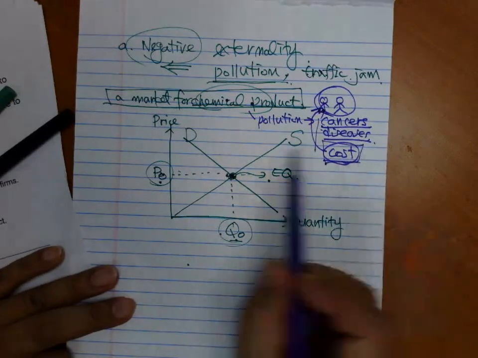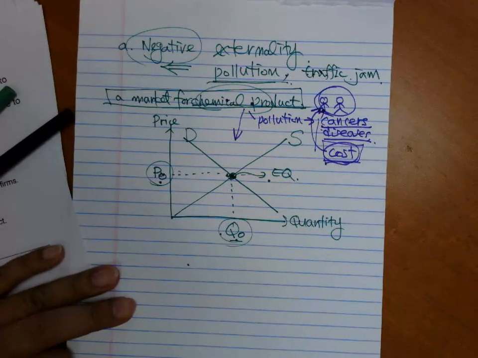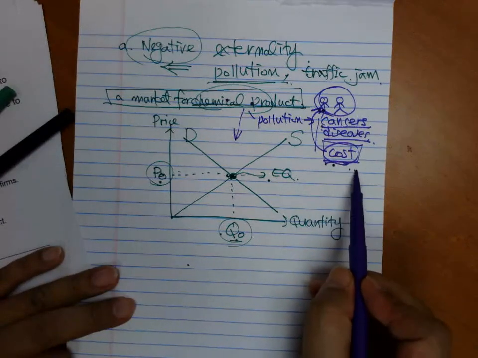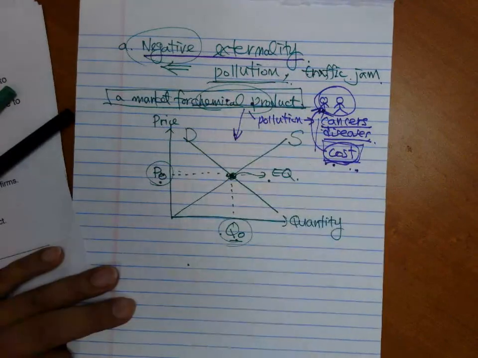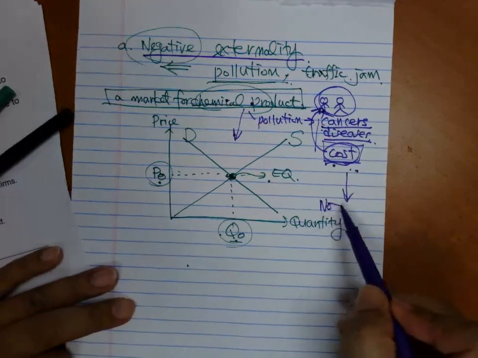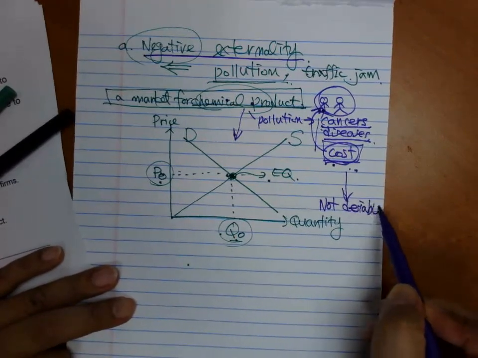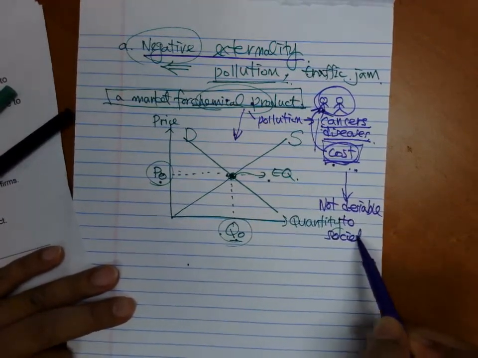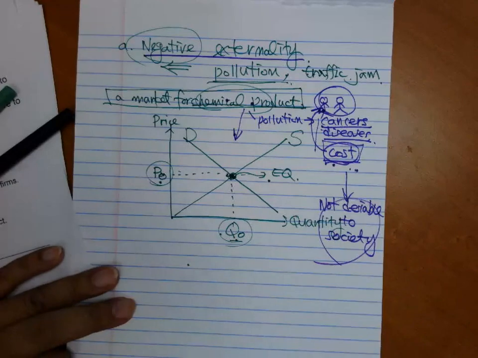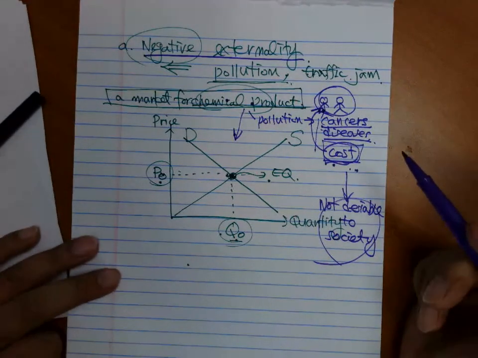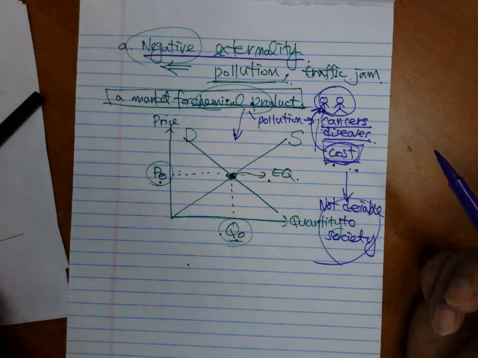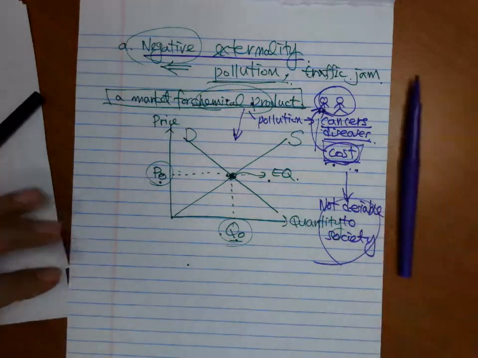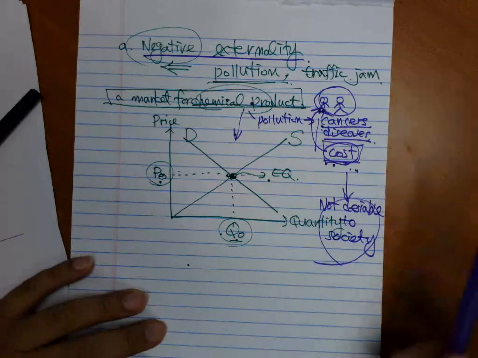Then this is not desirable to our society. People may have to drink polluted water. People breathe hazardous air; the air quality is so bad, right? That's not good to our society. So this outcome is not optimal to society because of this pollution. So this outcome is not okay.